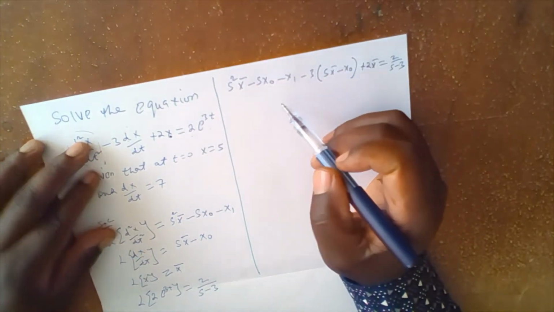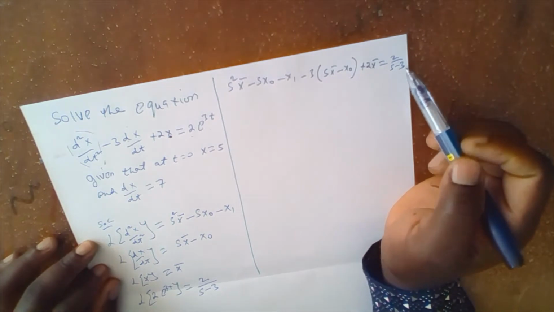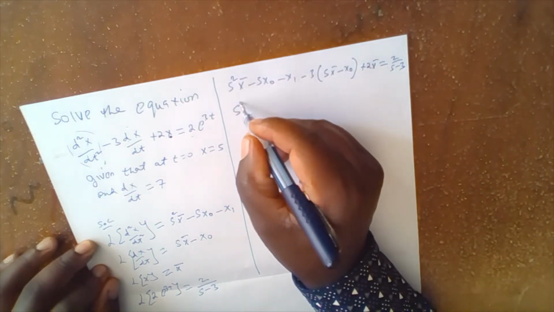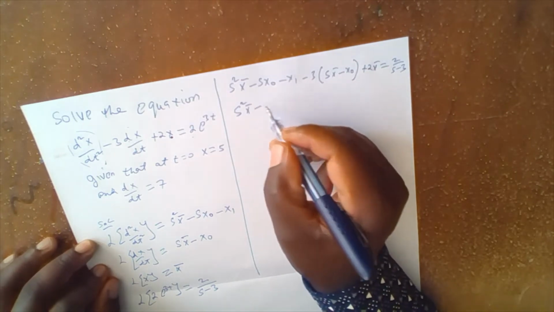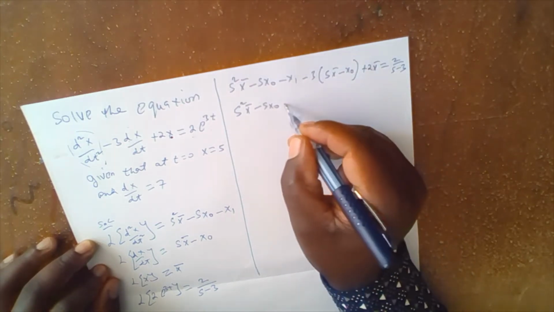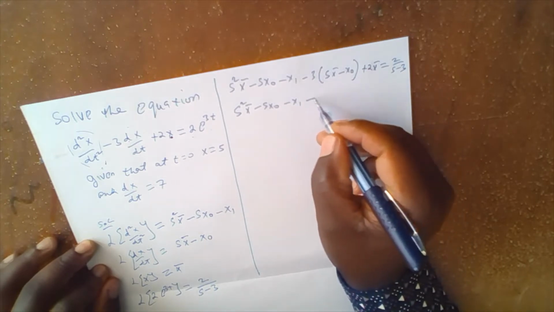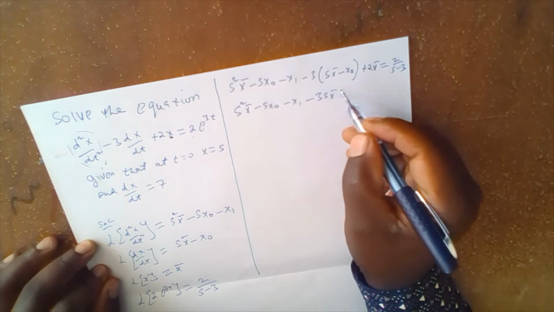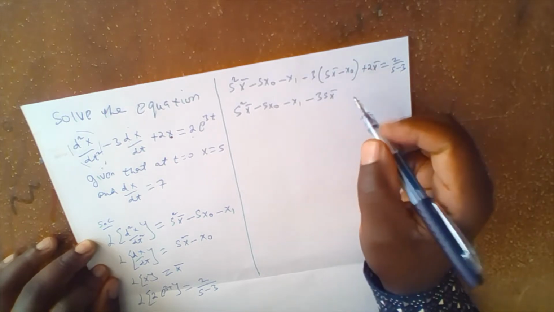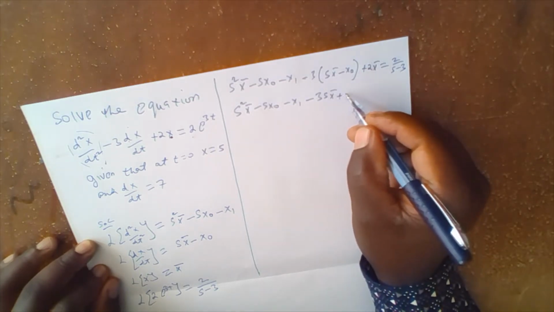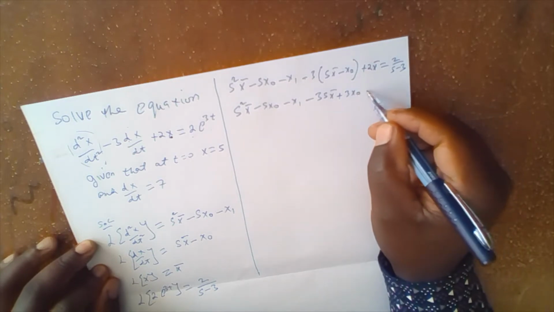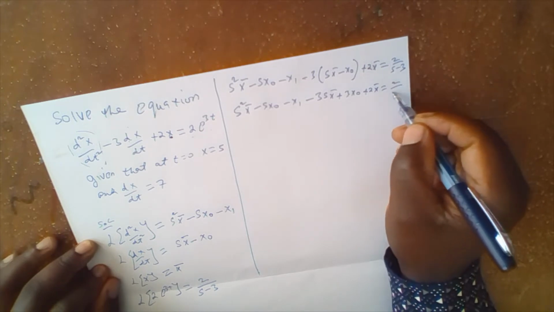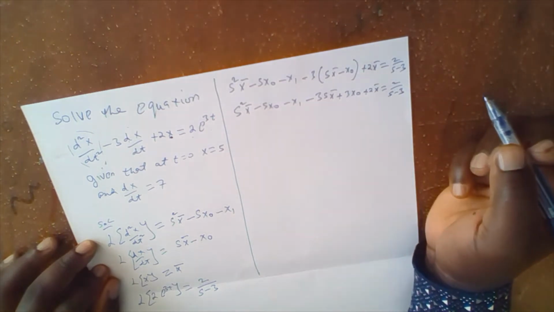After writing the equation, we can open the bracket so that we have s² x bar minus s x naught minus x1 minus 3s x bar, then this negative and negative will be positive, plus 3x naught, plus 2x bar equals 2 all over s minus 3.